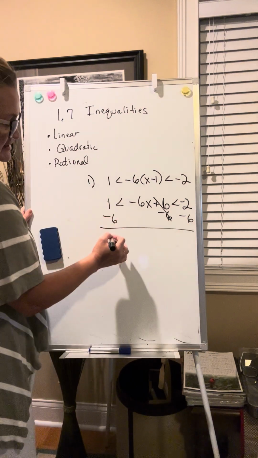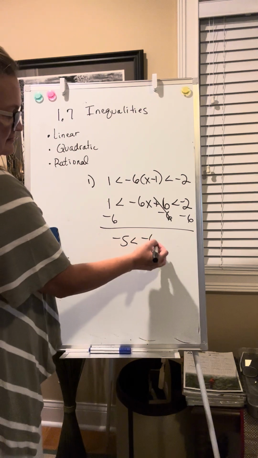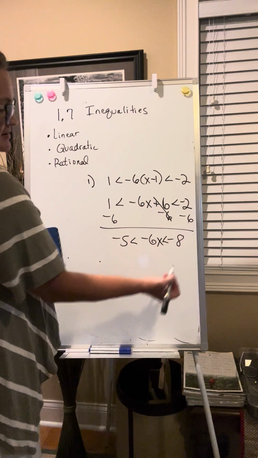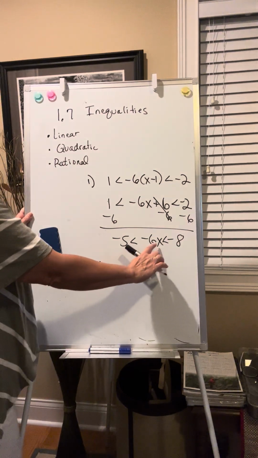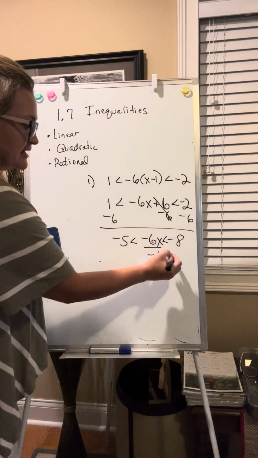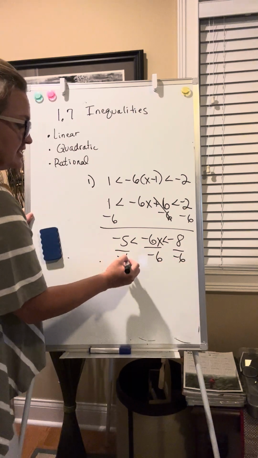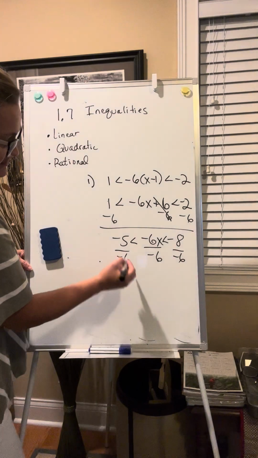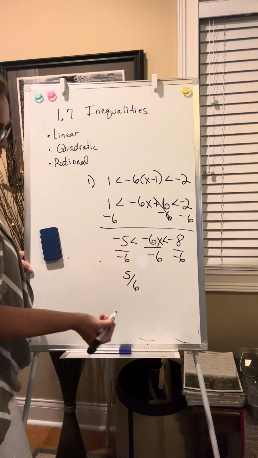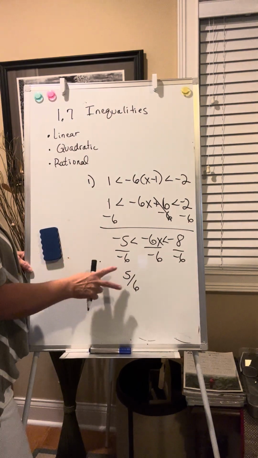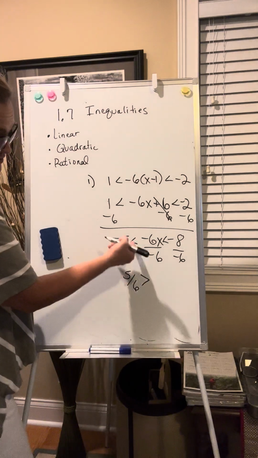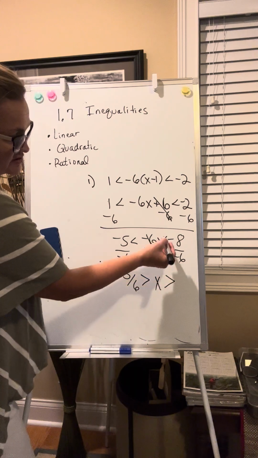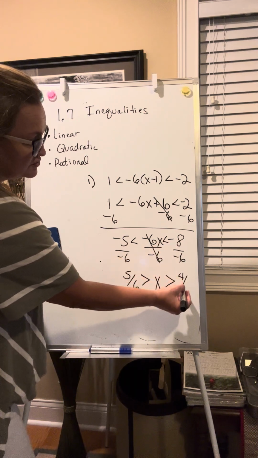That gives us 1 minus 6. -2 minus 6 is -8. Then to get rid of the -6 that's multiplied, we divide by -6 on all three parts. This is going to cause those inequality signs to flip, though. Dividing by a negative is what causes that. Dividing or multiplying by a negative. So a negative divided by negative makes that positive, but flips that. That cancels, leaving the x in the middle. This one also flipped, and that reduces to 4/3.